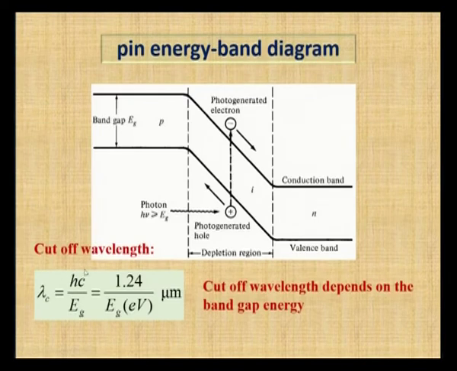So, the cutoff wavelength can be found in the PIN energy diagram, where lambda c is equal to hc divided by Eg, that is equal to 1.24 divided by Eg, in electron volt micrometer. Cutoff wavelength depends purely on Eg, the band gap energy. This shows that the cutoff wavelength lambda c is dependent on Eg. As Eg increases, lambda c decreases.